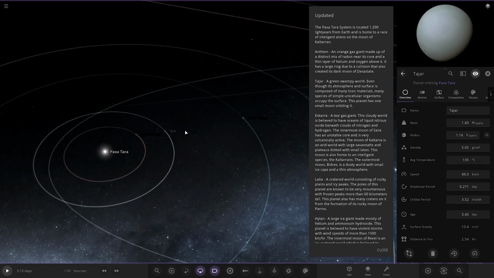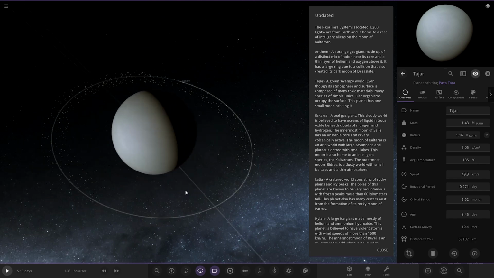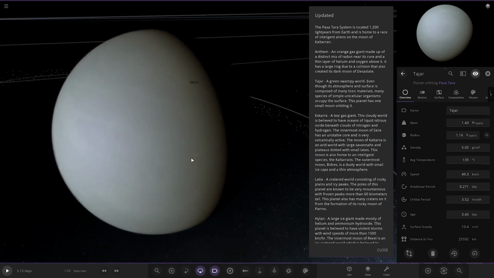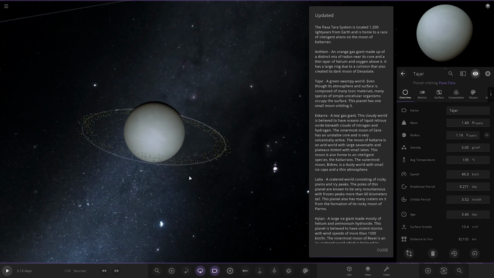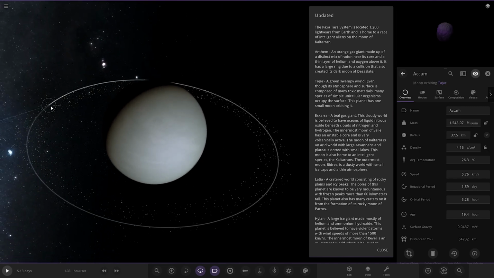Next up, we've got Tajar. A green, swampy world. Even though its atmosphere and surface is composed of mainly toxic materials, many species of simpler unicellular organisms occupy the surface. The planet has one small moon orbiting it. Excellent. And there's the one little moon there, okay. Very small little thing there. Okay.